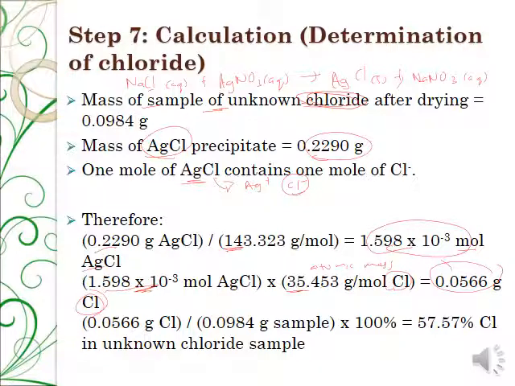Okay, so the percentage of chloride in this silver chloride precipitate is 0.0566 divided by 0.0984, the mass of the unknown chloride after the drying process, times 100. So therefore the percentage of chloride in the unknown sample is 57.57%.